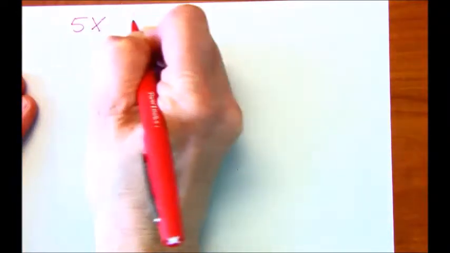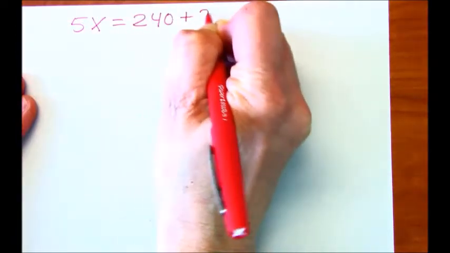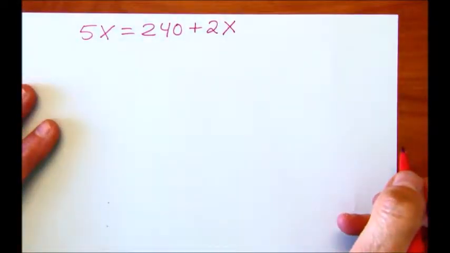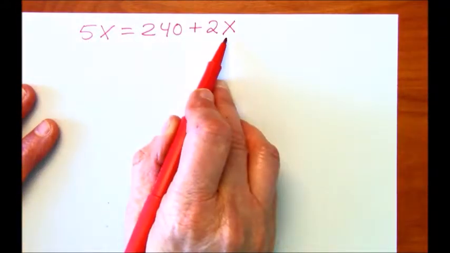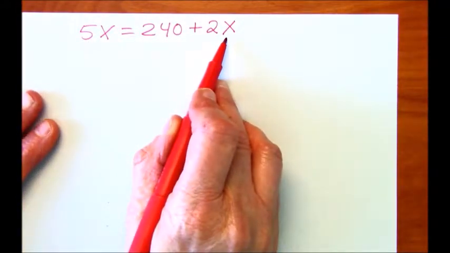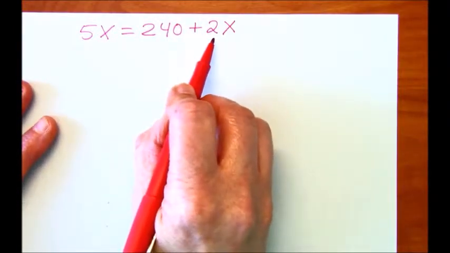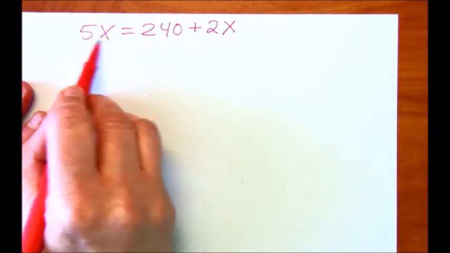Let's do 2 more problems. In this case, we have 5x equals 240 plus 2x. Notice that I have x on both sides, similar to that last problem. I'm going to go ahead and subtract this 2x so that I move it over here, because there's no add or subtract associated with this 5x.